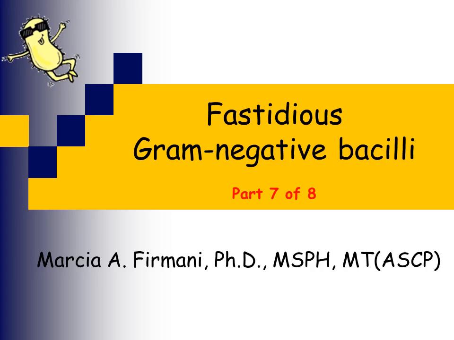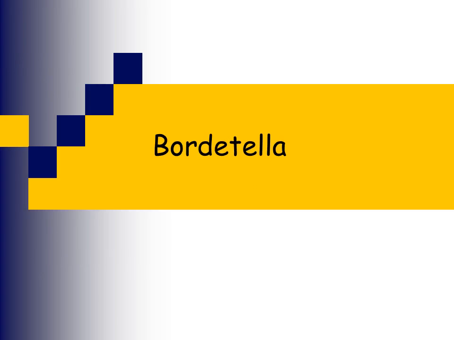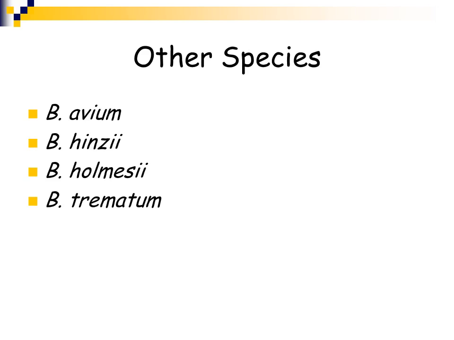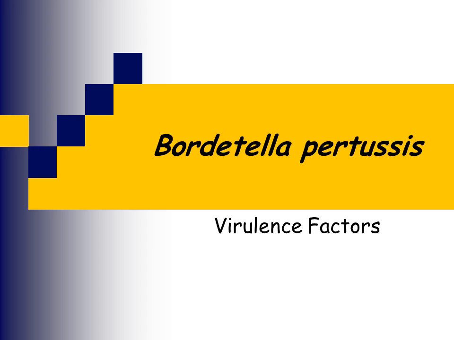We are going to continue with Part 7 of our Fastidious Gram-negative bacilli lecture. In this lecture, we're going to focus on the organism Bordetella. Bordetella has several species, 3 of which are clinically relevant. One of the species is pertussis, another parapertussis, and the third bronchiseptica. Some of the other species include Bordetella avium, holmesii, trematum, and hinzii.